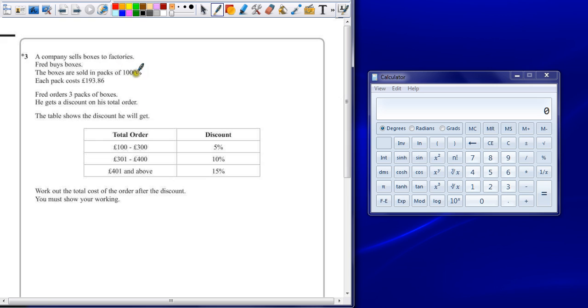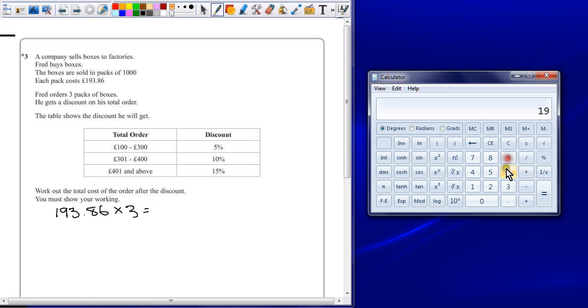So there's a lot of useless information here. We don't really care that they're sold in packs of 1,000 because he's just buying 3 packs of boxes. So if a pack costs £193.86, he's ordered 3 of them, then the total cost before discounts is going to be £193.86 multiplied by 3.